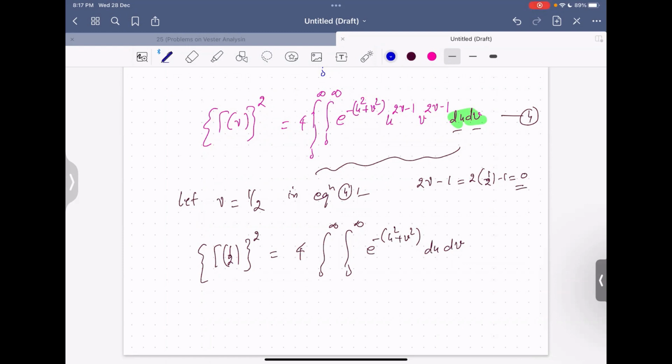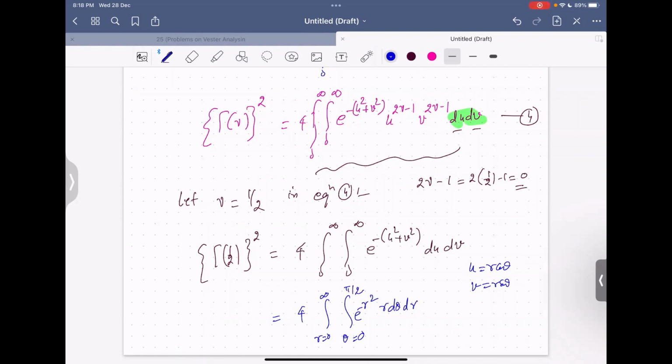Now you can convert it into polar coordinates. That will be easy now. u is equal to r cos theta, v is equal to r sin theta. So du dv will be replaced by the area element r d theta dr, and e to the power minus r square. Now r will go from 0 to infinity, of course, and theta will go from 0 to pi by 2, right?